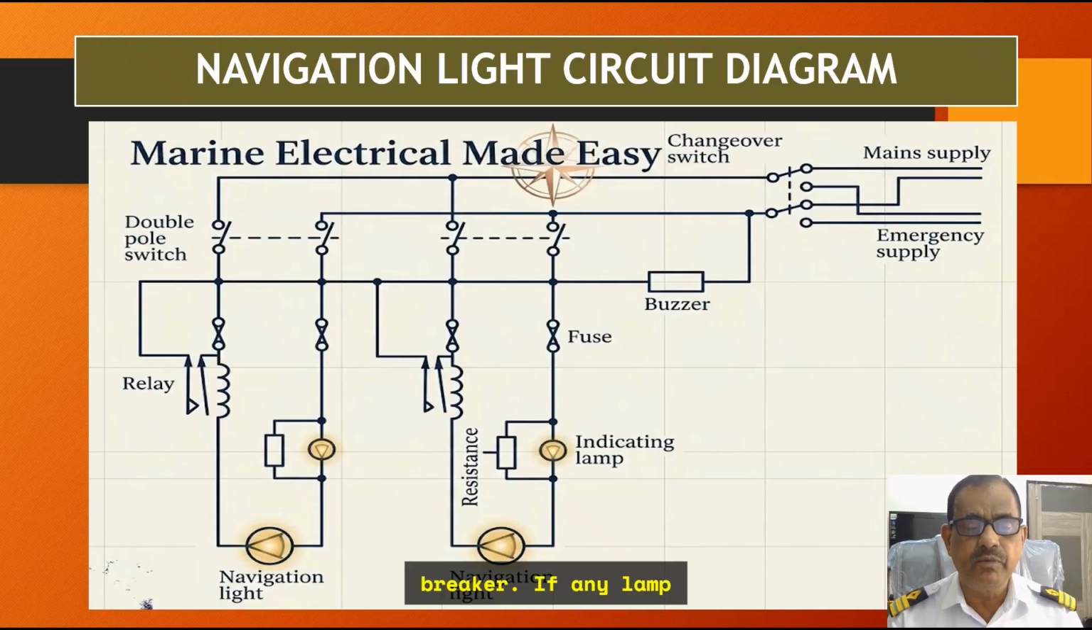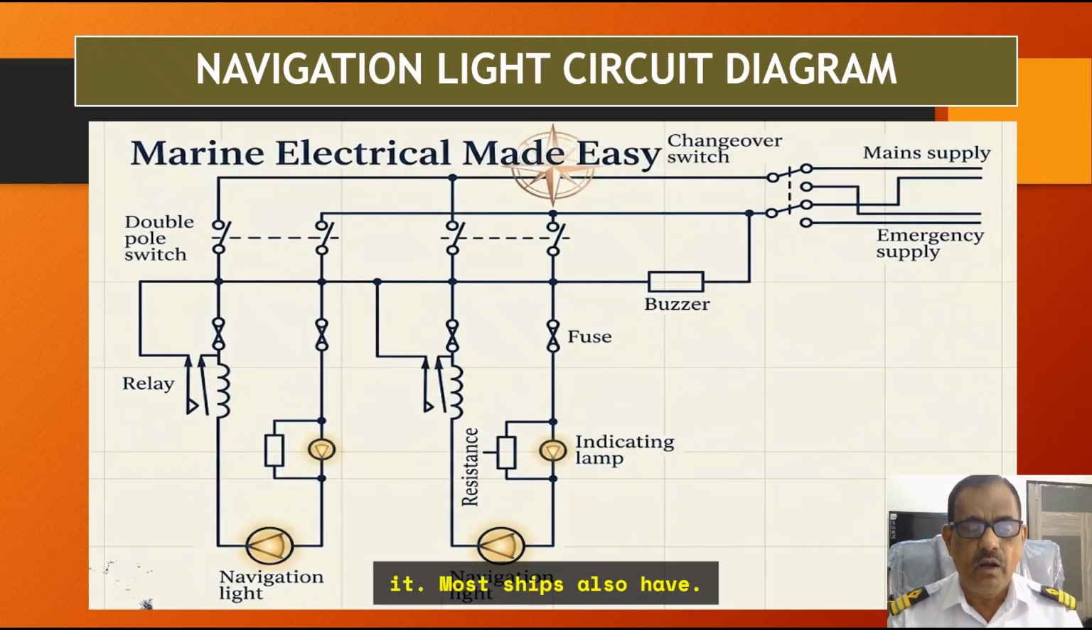If any lamp fails or its circuit becomes open, the monitoring circuit immediately activates an audible and visual alarm on the bridge. This allows the officer of the watch to quickly identify the faulty light and replace it.